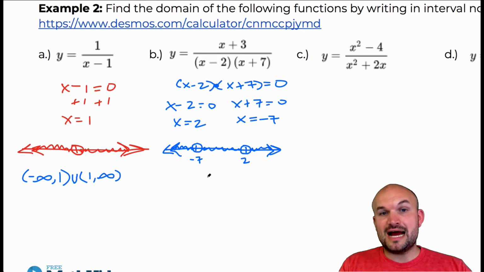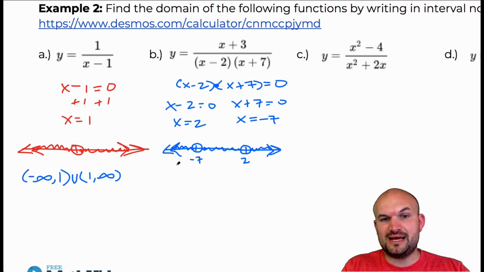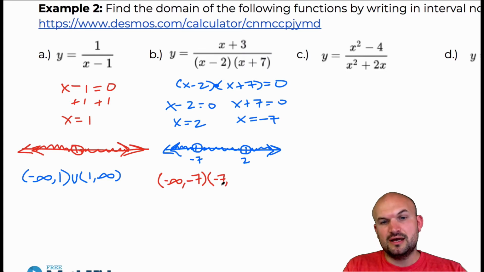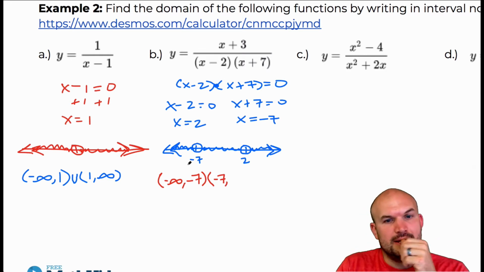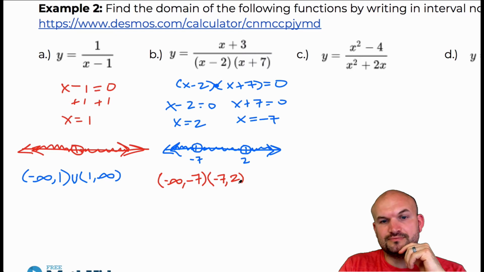So to write this, now you can see we have three versions of our domain. We can write an interval for this section, an interval between this section, and an interval for this section. So the way that it would look would be negative infinity to -7. Again, -7 is undefined, so therefore we're going to use a parenthesis. And then we're going to go from -7, for space purposes I'm not going to use the union symbols. Again, union is just connecting those domains. Then I'm going to go from -7 to 2, and then I'm going to go from 2 to infinity.